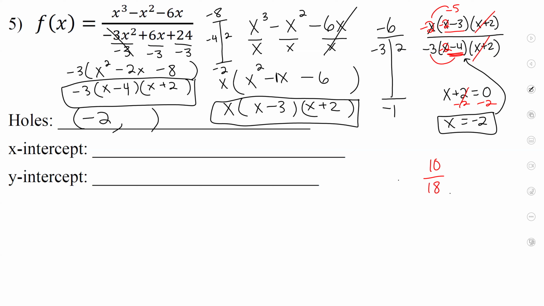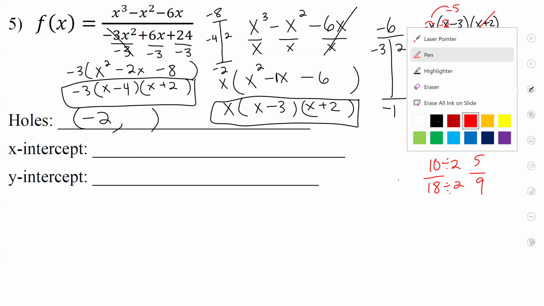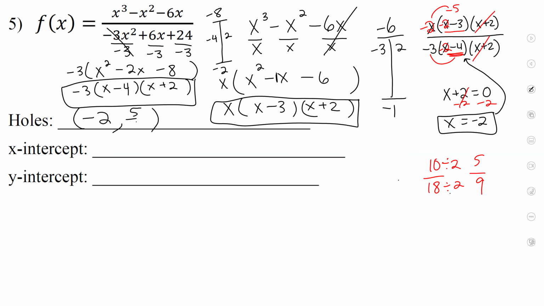-6 times -3. Good. Now, if you just put 10 over 18 and call it a day, you'll get points off. What are we supposed to do? Yes, divide top and bottom by 2. This will be 5/9. So that is the y value of your hole. All right, we're almost done.